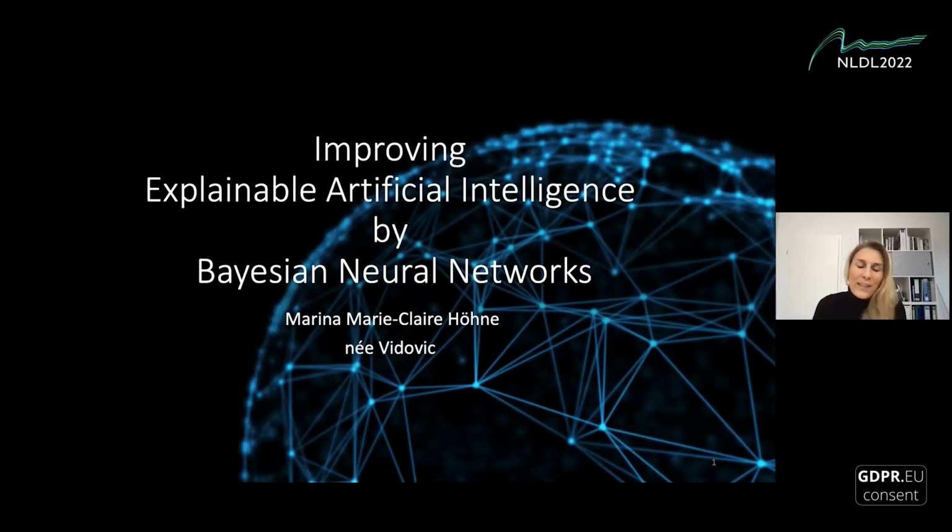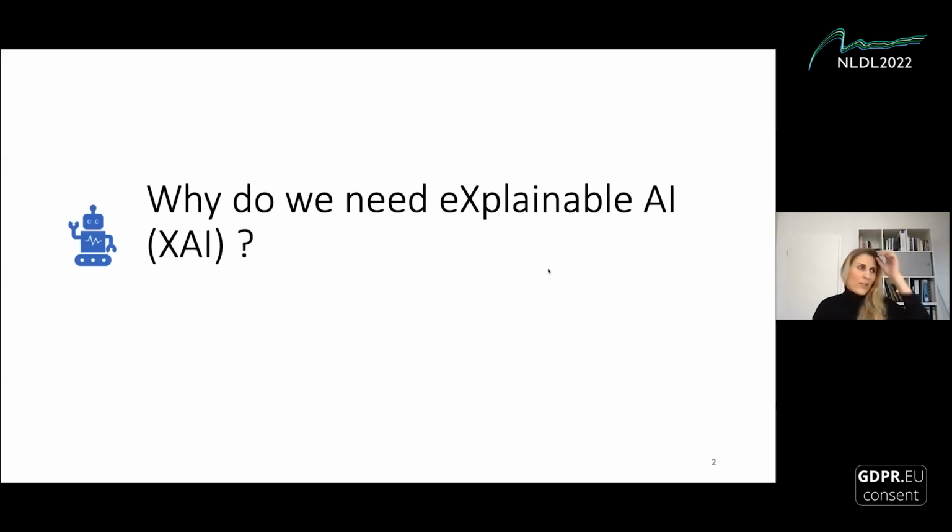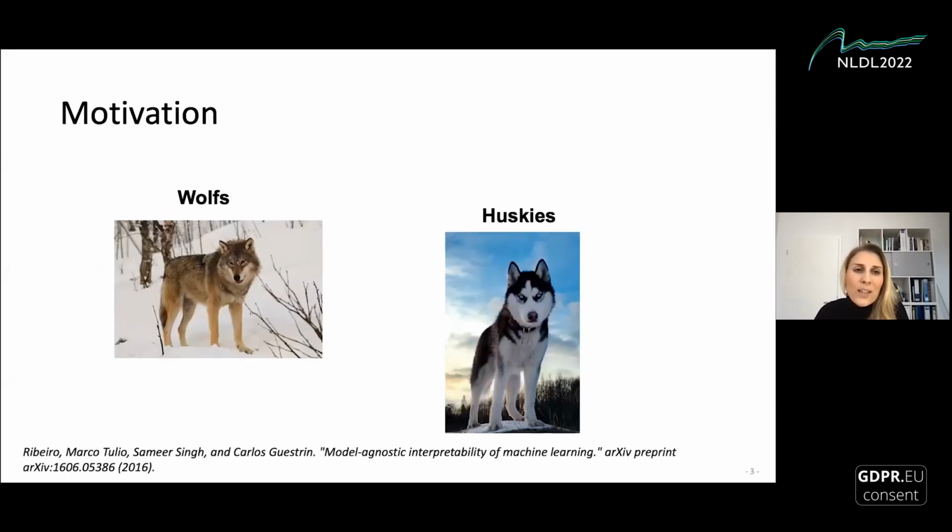Okay, today I will talk about improving explainable AI by Bayesian neural networks. But firstly, I would like to start with a question. Why do we need explainable AI in the first place? Therefore, let's have a motivating example, which is from the paper by Ribeiro from 2016.